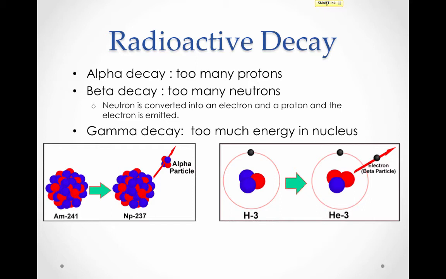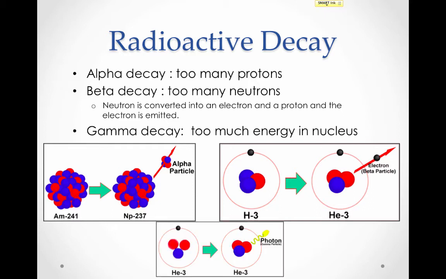Gamma decay occurs when there's too much energy in the nucleus. This does not cause a change to the structure of the nucleus, nor does it cause a change to the element. Here we see we started with helium-3, and a photon of energy, which is essentially a little packet of energy, is emitted. And we still have helium-3 because we haven't changed the number of protons or neutrons.